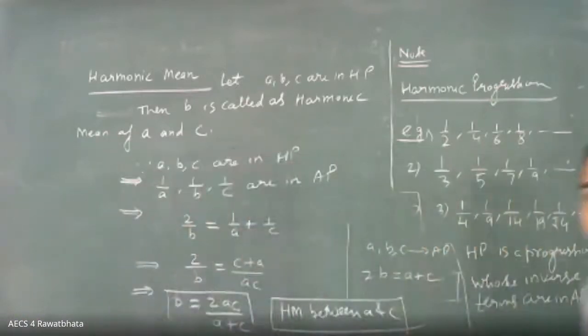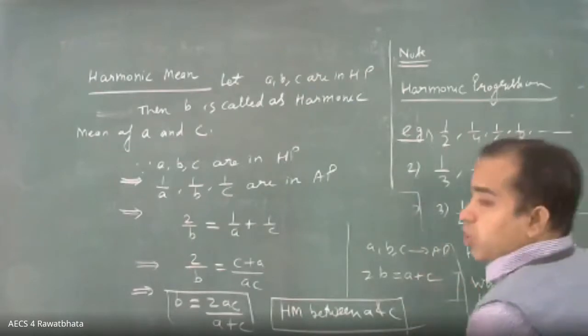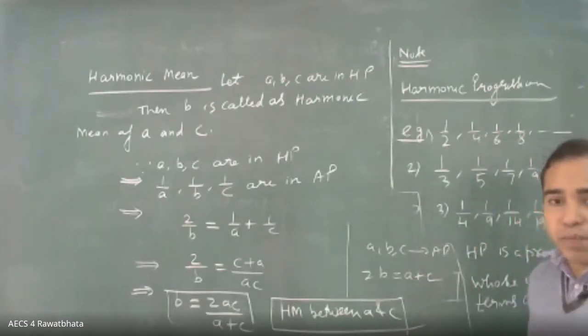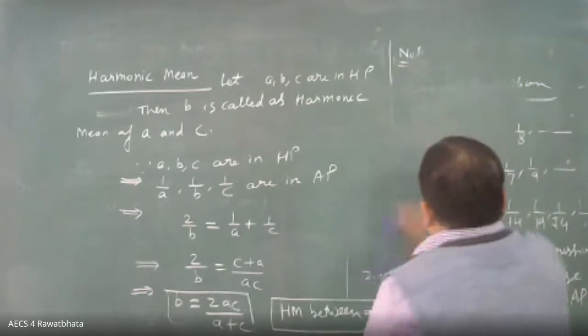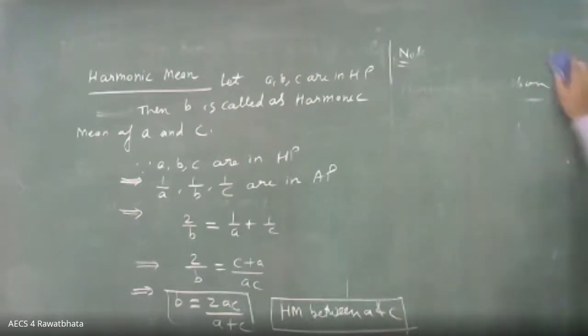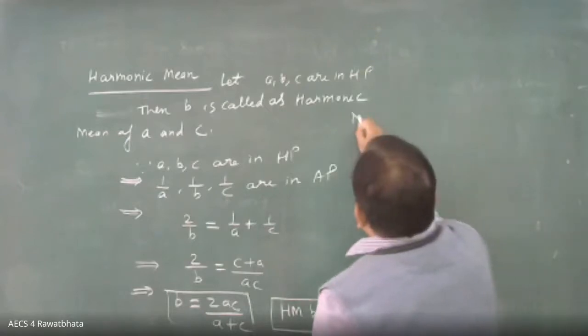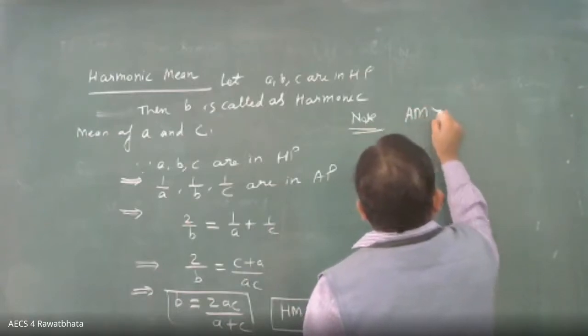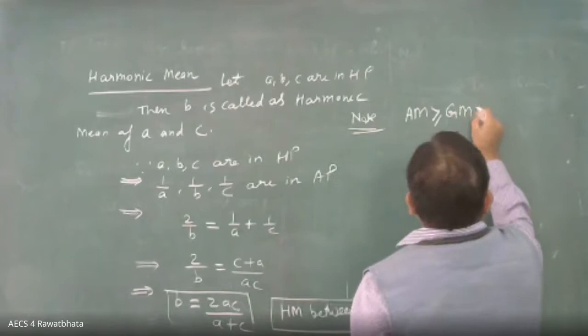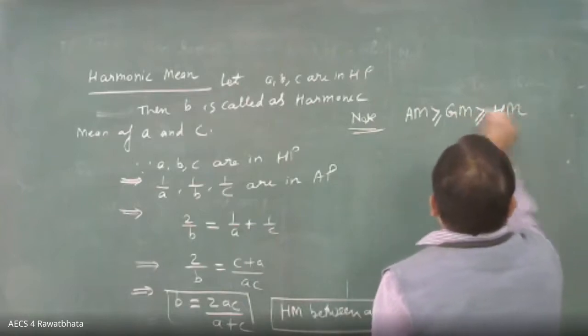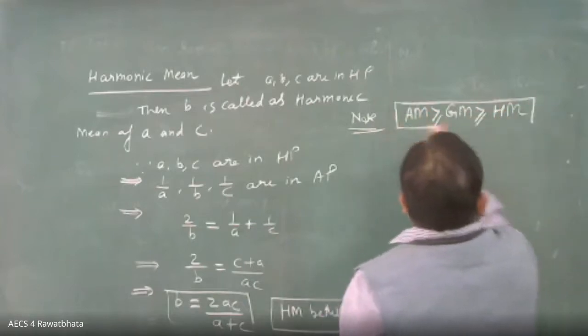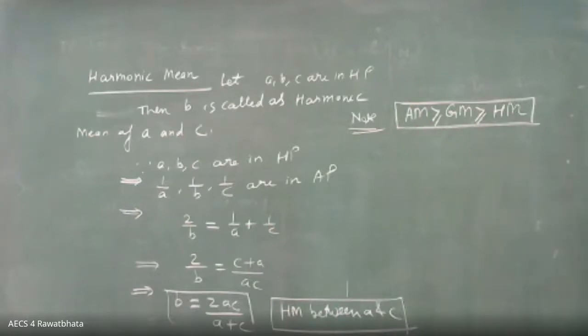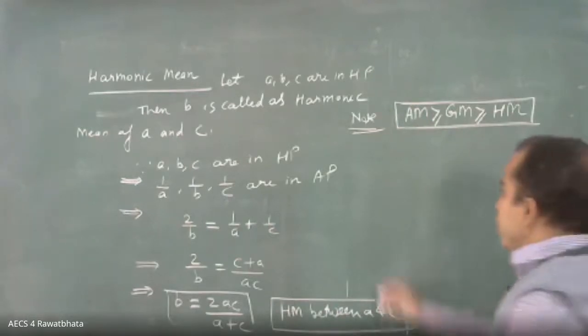Now, as there was the inequality that AM is always greater than or equal to GM, there is one more inequality: GM is always greater than or equal to HM. Let's write it. Note that AM is always greater than or equal to GM, and this is always greater than or equal to HM. So this is a popular result, the AM, GM, HM inequality.